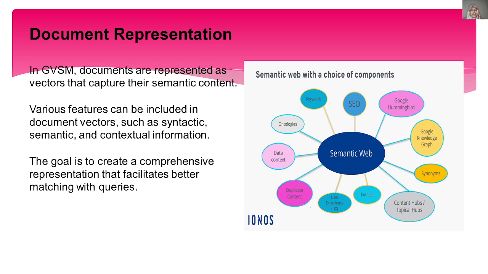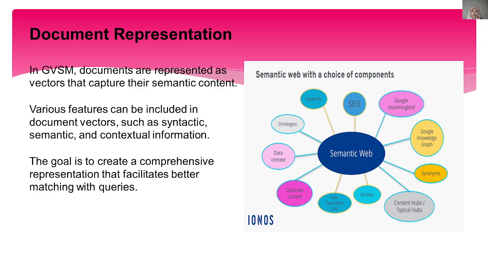Documentation and document representation. Let me tell you first of all what documents are. Documents are the files which are saved in the vector space models. In generalized vector space models especially, documents are represented as vectors that capture their semantic content. Various features can be included in document vectors, such as syntactic, semantic, and contextual information. The goal is to create a comprehensive representation that facilitates better matching with queries.